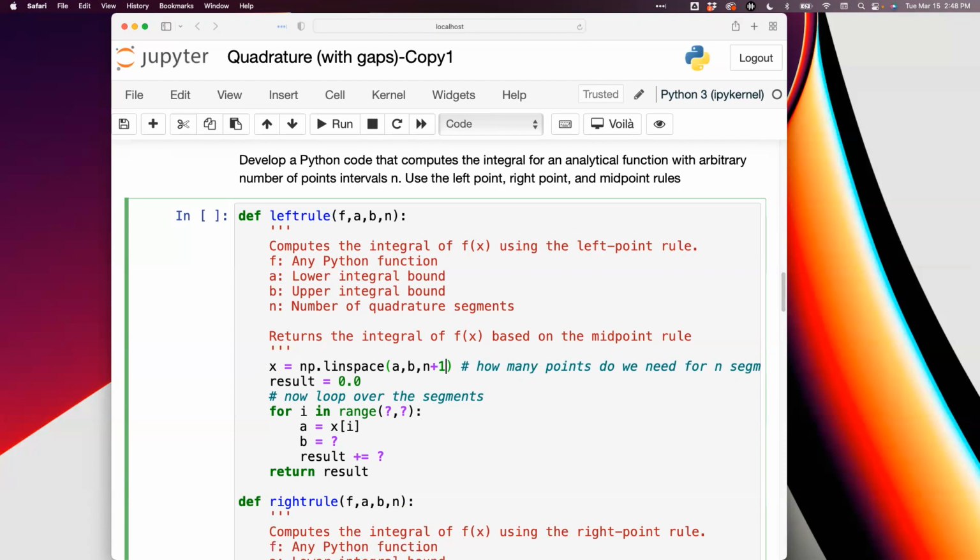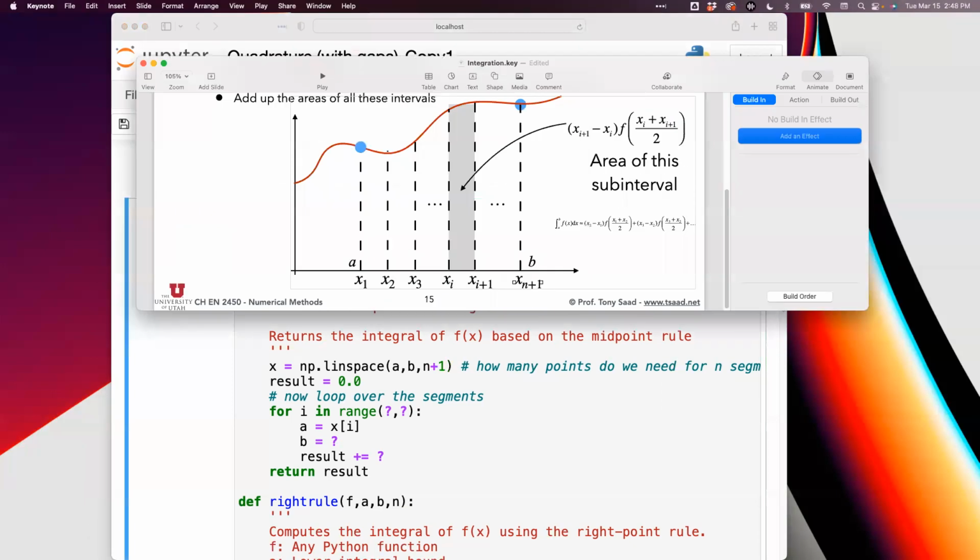So why did we use linspace? We're not plotting or anything. We just used linspace to allow us to take that interval AB and split it into x1, x2, x3, x4, and so on to xn plus 1. But by definition, we said we want n to mean the number of segments, not the number of points. linspace is based on the number of points. So for n segments, you need n plus 1 points, and n is an argument into the function.